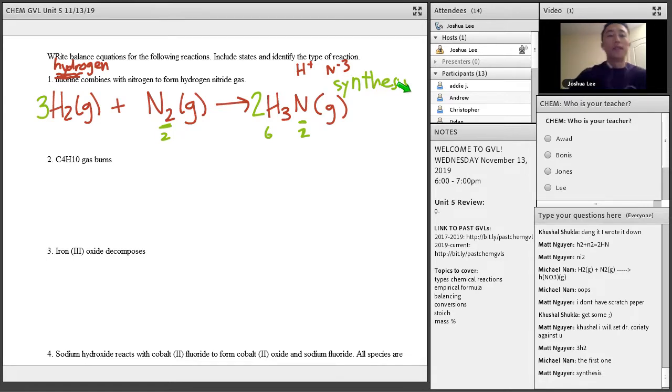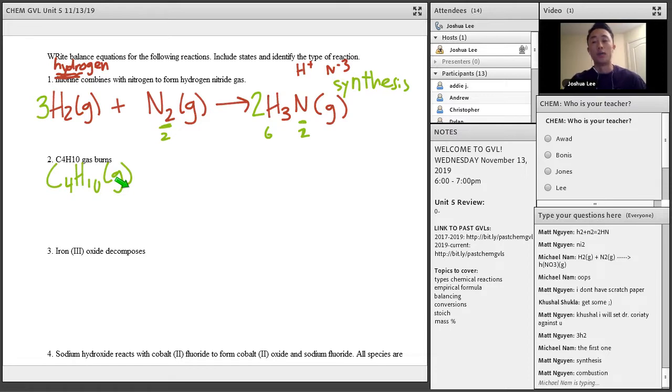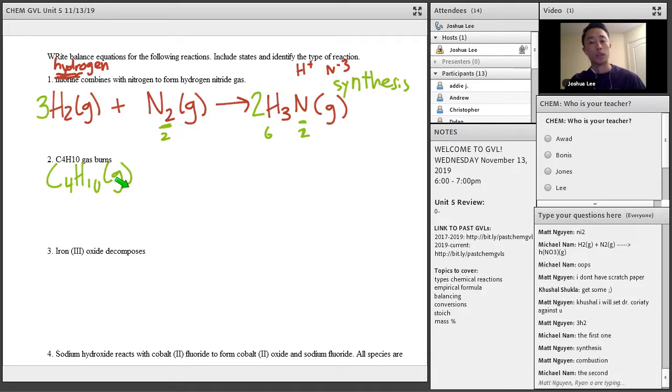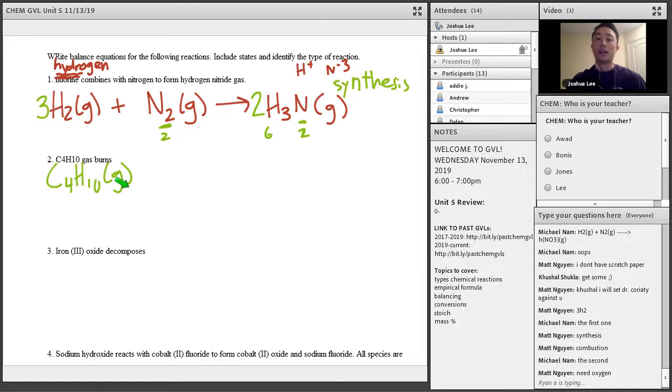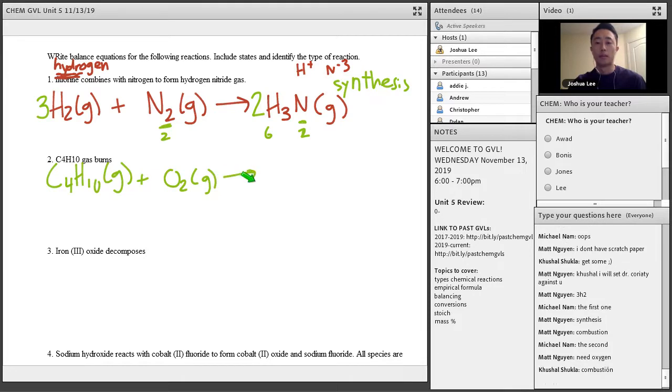So next one, C4H10. That is a butane gas. It burns. So C4H10 gas burns. So hey, Mr. Lee, you didn't give us enough information. You guys should know, in order for something to burn, what other reactant does it need? Yes, it's combustion. It needs oxygen. So we have to add plus O2 gas. And what are the main products that you can make from combustion?